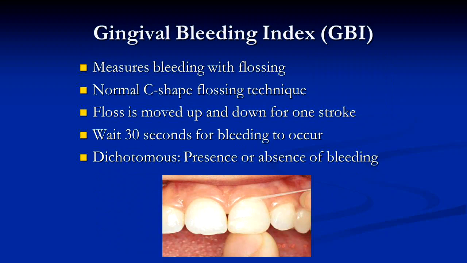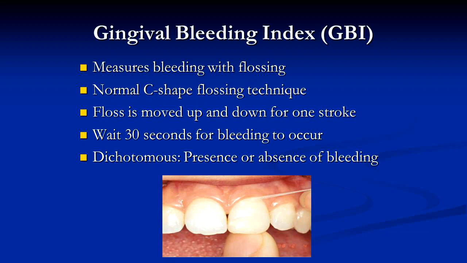The last oral hygiene index that we're going to go over is the gingival bleeding index, the GBI. Basically it's looking at bleeding again, but instead of probing, you're going to floss. You're going to floss with our normal C-shaped flossing technique. You're going to move the floss up and down into that sulcus for one stroke. You're going to wait 30 minutes and see if bleeding occurs. And this is a dichotomous index. Remember, dichotomous means that we're going to record whether bleeding happens or it doesn't happen. So that's all we're really looking at.